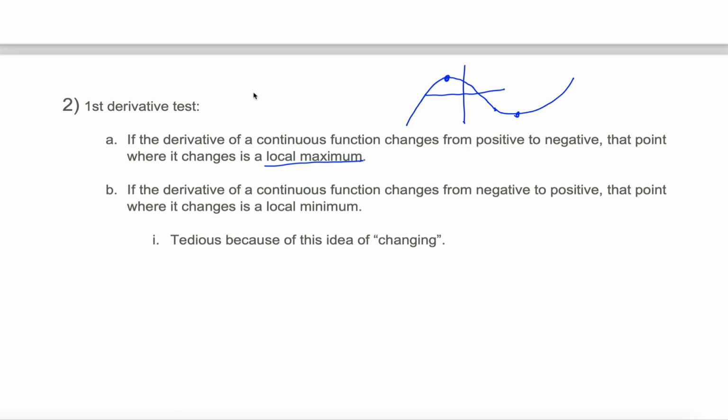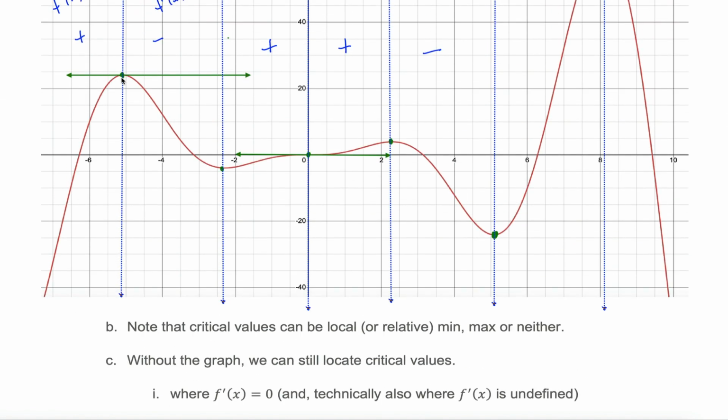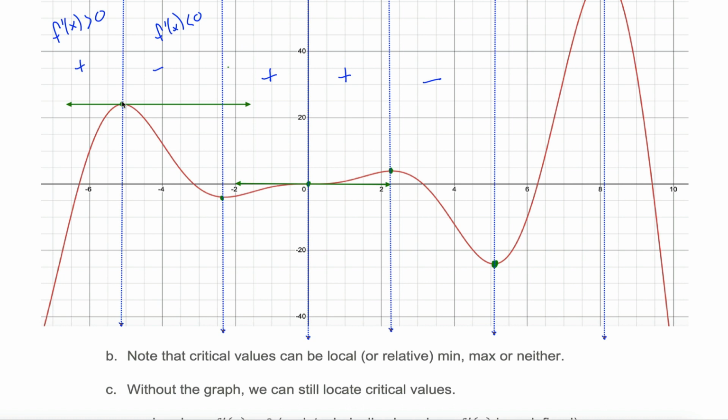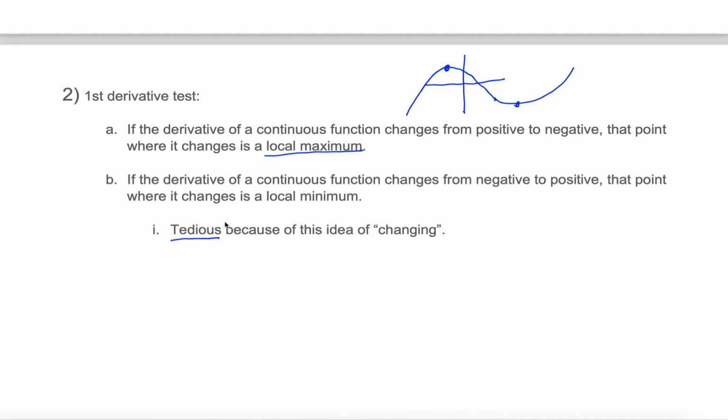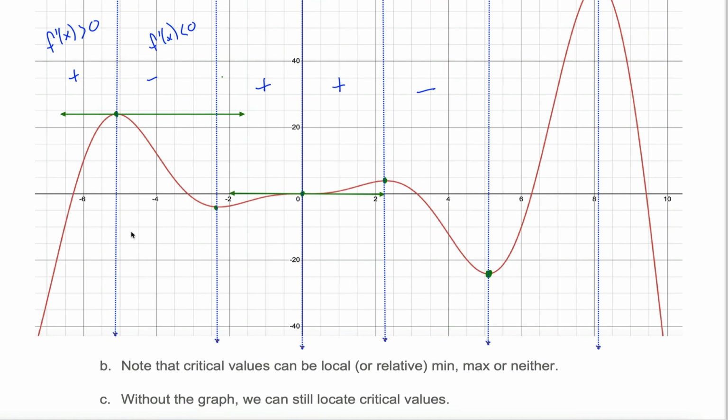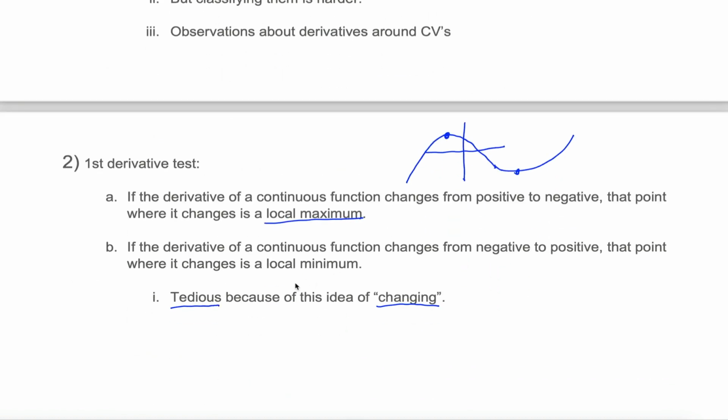Kind of. The problem with the first derivative test is it's a little bit tedious to use. The reason it's tedious is because we locate our critical values, but we can't just look at the critical value to figure out if it's a local maximum or a local minimum. We have to look to the left of the critical value and to the right of the critical value. We have to incorporate this idea of the first derivative changing sign, either from positive to negative or negative to positive. And algebraically, that's a little bit tedious. It's a little bit annoying.